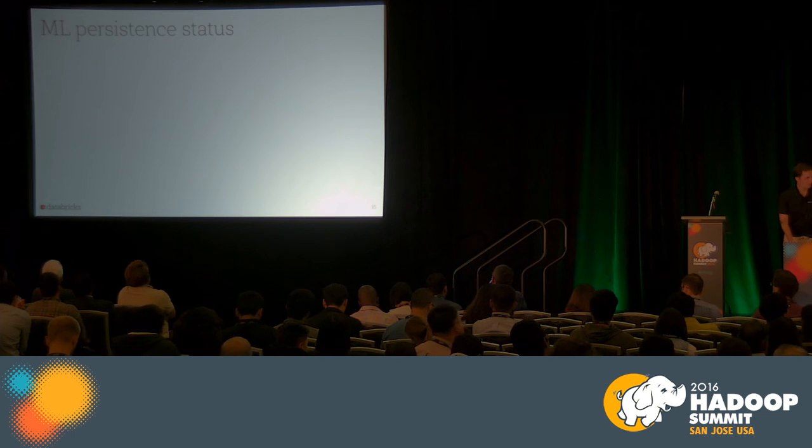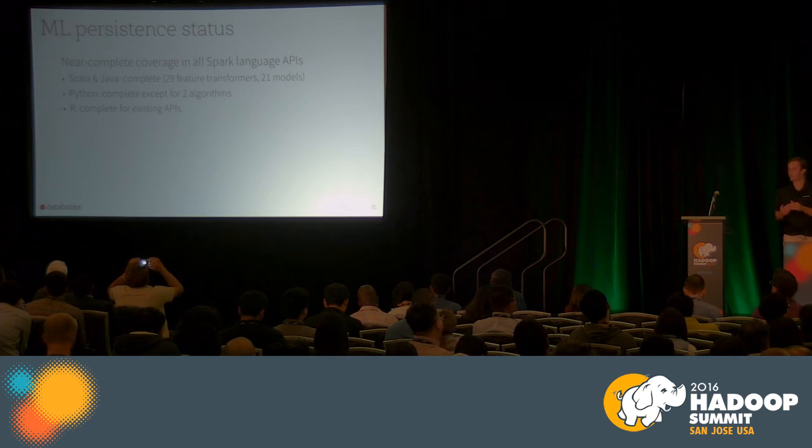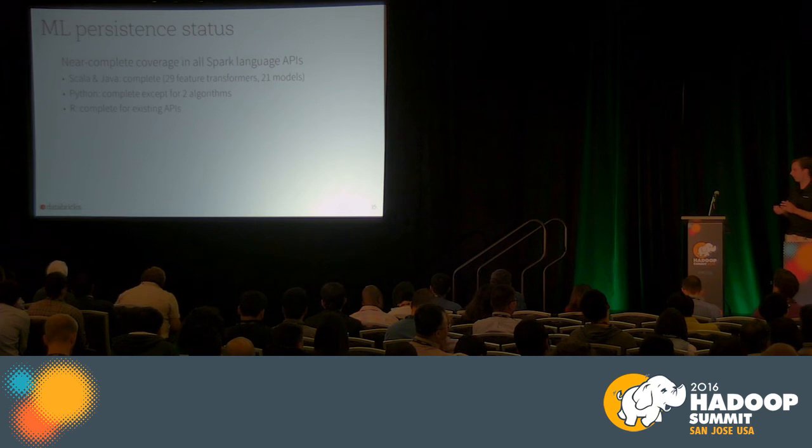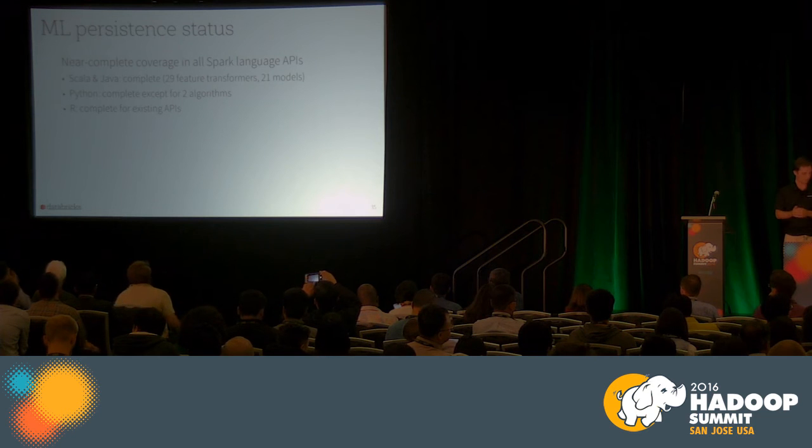So it has been one of the big efforts for Spark 2, and we now have near complete coverage for the 3 supported languages, so R, Scala, Java, and Python. And we have nearly complete coverage for all the algorithms available in Scala and Java. For Python, there are still a couple of remaining ones. And for R, all the APIs that were available can now also use the pipelines.